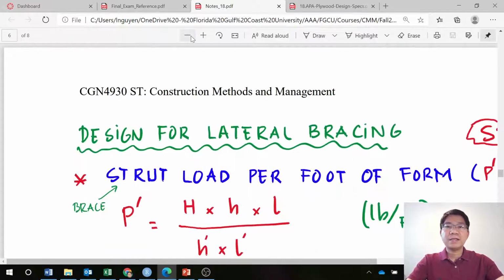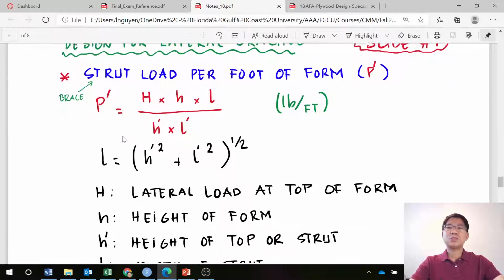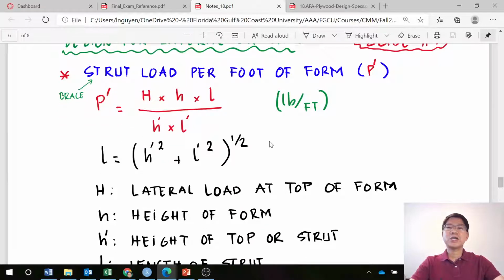For the design of lateral bracing and struts, also called brace load, we determine the strut load per foot of the form, P', based on this equation: P' = H × h × L / (h' × L'), with units of pounds per linear foot of the form, and L equals the square root of h' squared plus L' squared.